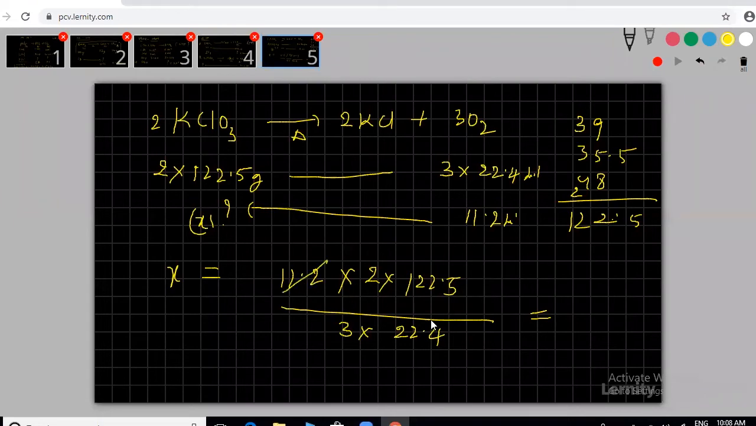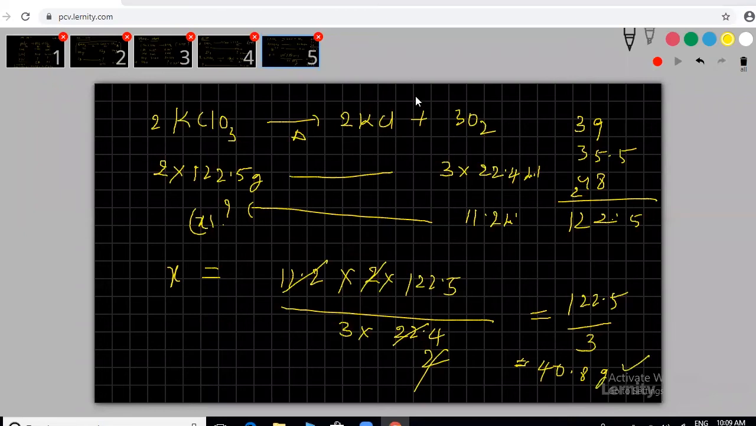So this is approximately 2 times, and these 2 will be cancelled. Then 122.5 by 3, I think it's approximately 40.83. 40.83 or 40.84 is the correct answer. 40.8, approximately, is the correct answer.